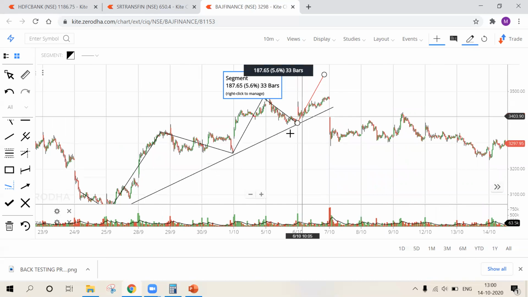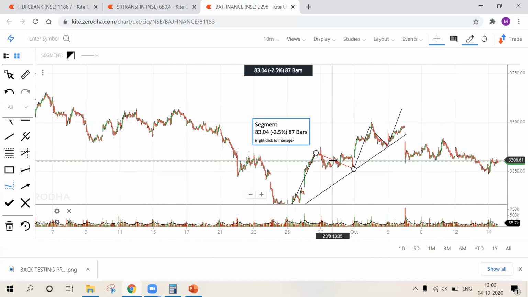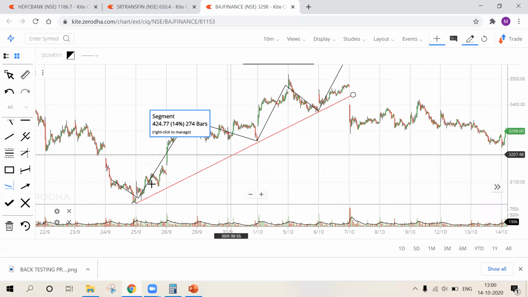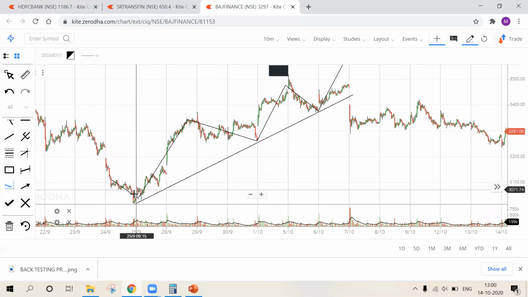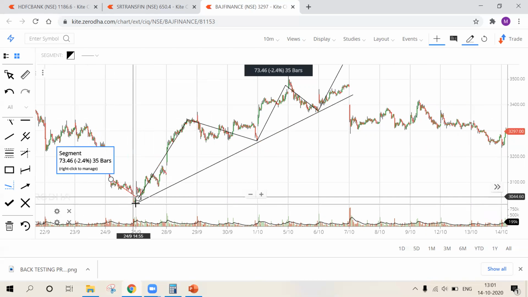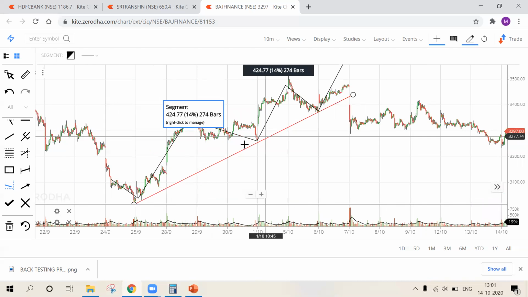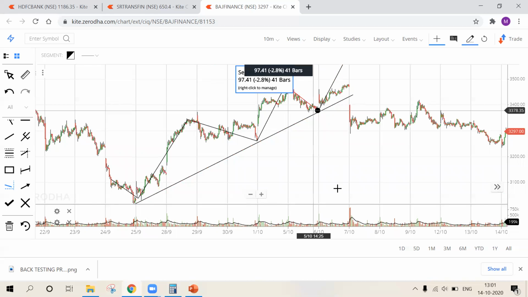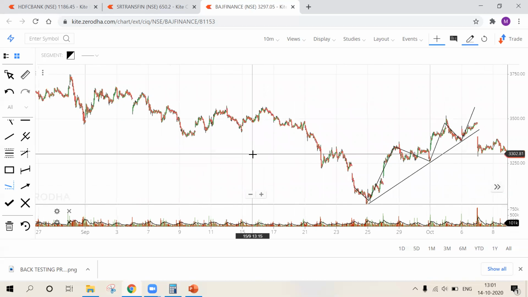So this is nothing but the Elliott wave diagram. This is point 0, this is point 1, this is point 2, this is point 3, this is point 4, and this is point 5. Okay, let's search for another example.